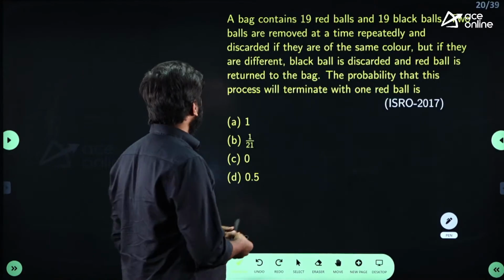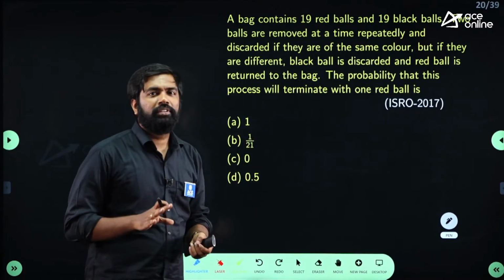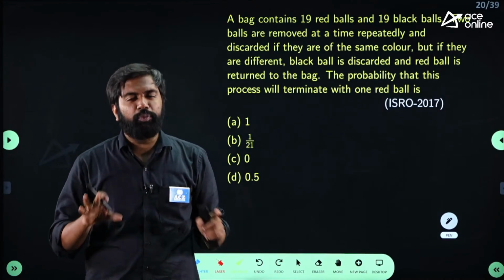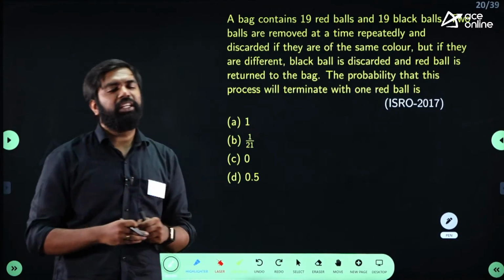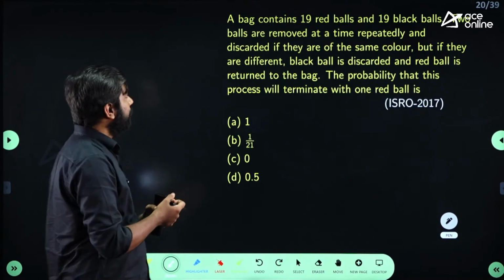Let's go to the next problem. This I found very interesting. I want to interact with you people while solving this. First let me read the question. Let me take your opinions, what is your answer and so on.